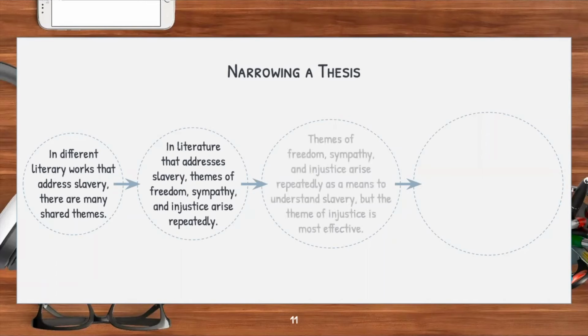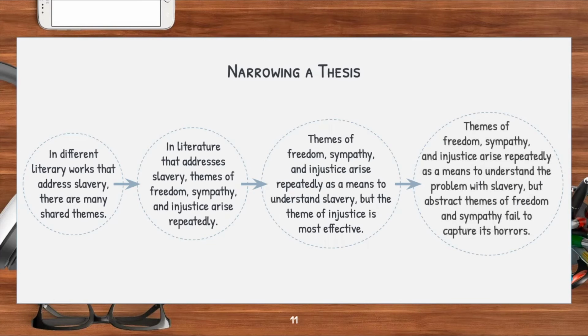Next, we have themes of freedom, sympathy, and injustice arise repeatedly as a means to understand slavery, but the theme of injustice is most effective. This is much better in that it is more specific and now contains an argument, but there is still some ambiguity. For example, what is meant by understand slavery or most effective.